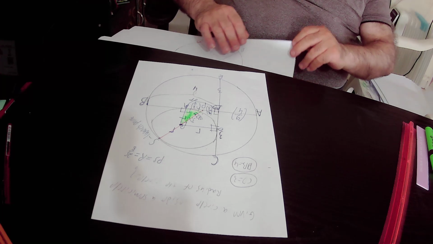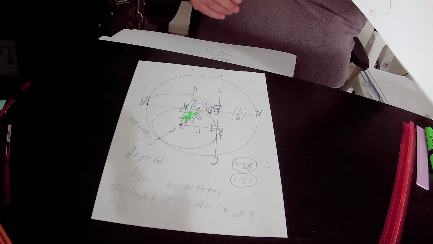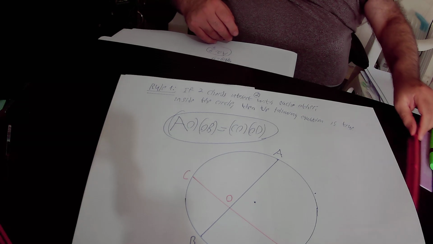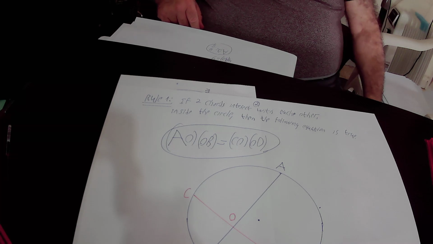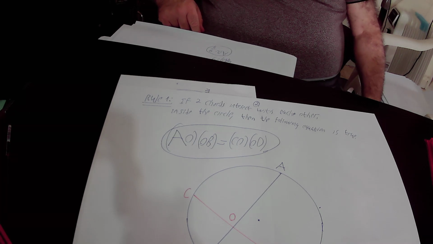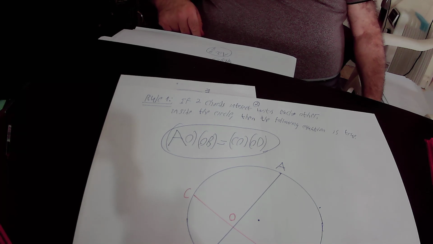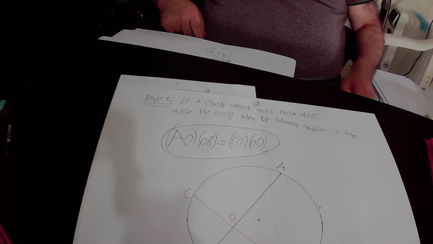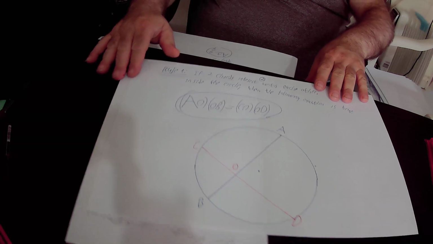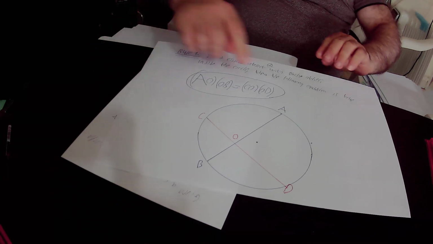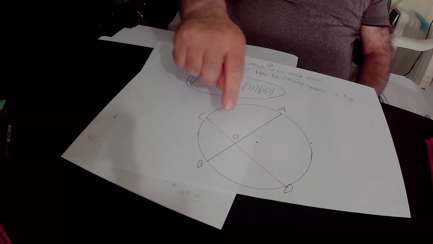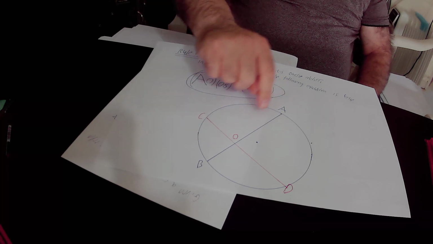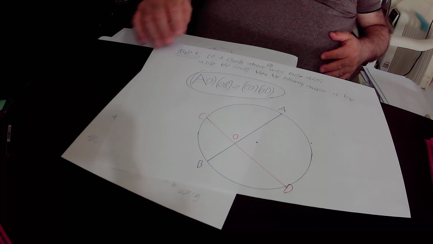In the next step, I presented to you rule number 1. According to rule number 1, if two chords intersect with each other inside the circle, then the following equation is true: AO times OB equals CO times OD. So here we have this circle. Inside this circle we have chord AB. Chord AB intersects with chord CD, the red chord, at point O. Point O is the intersection point of chord AB with chord CD. Okay?